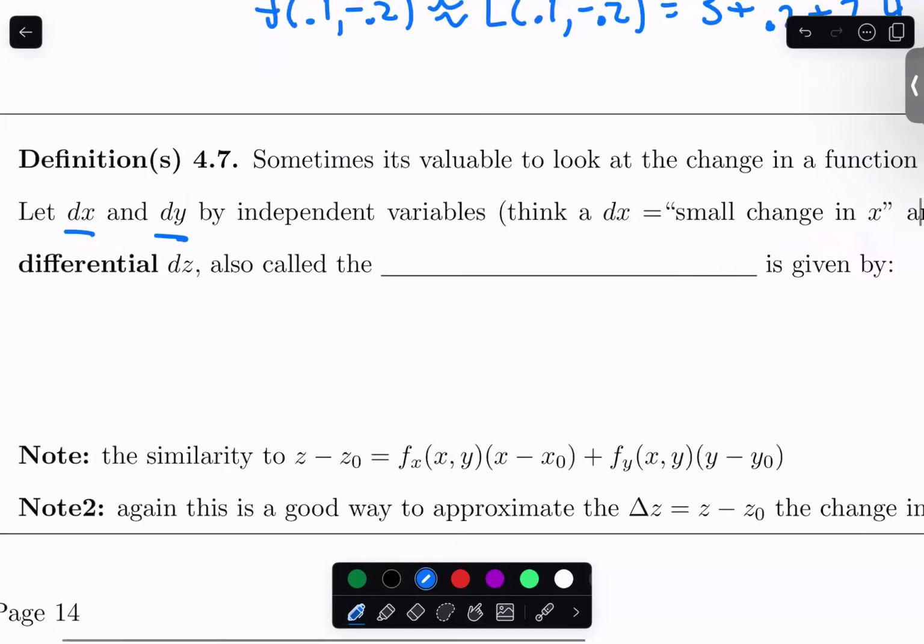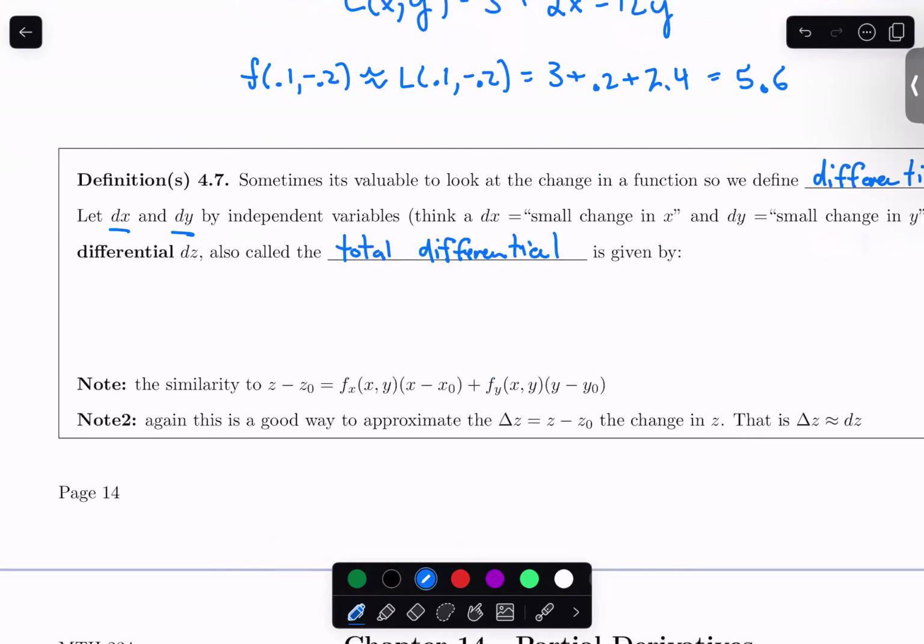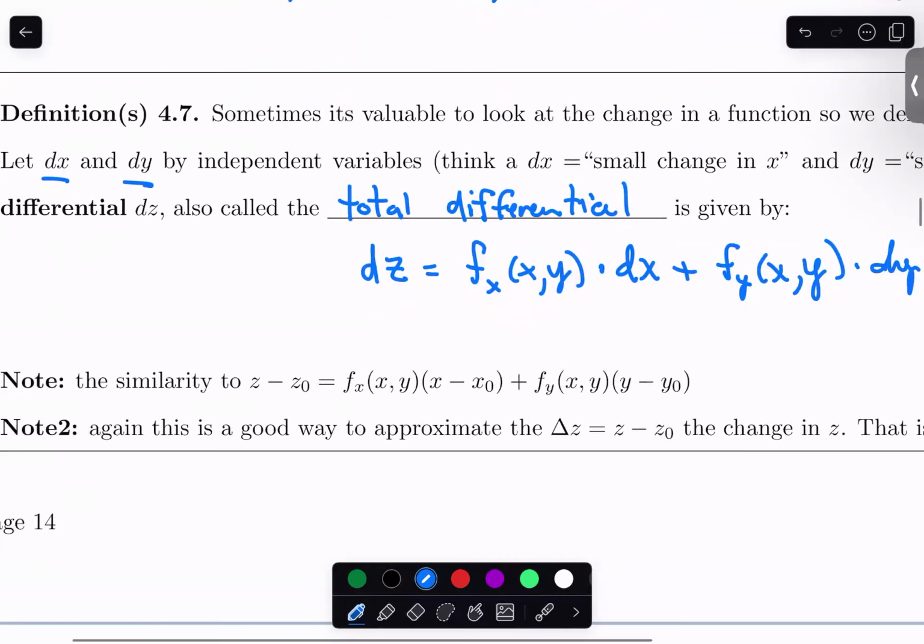Then the differential, dz, also called the total differential, is given by dz is equal to f sub x at xy times dx plus f sub y at xy times dy. And I wanted to mention that this is not a different idea than linearization. This is really the same idea as linearization. So let me show you here. These line up very nicely.